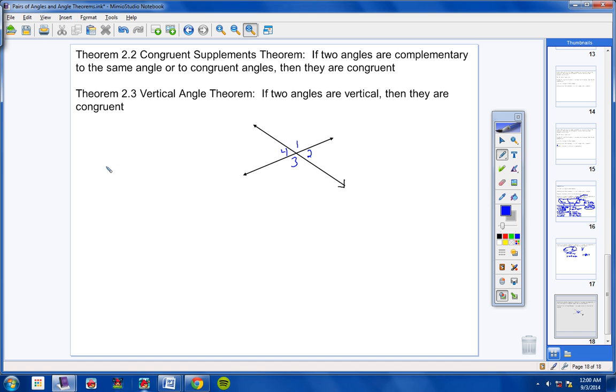Here's what we're saying. If angles 1 and 3 are vertical angles, and angles 4 and 2 are vertical angles, then we know what? We know angle 1 is congruent to angle 3, and we know angle 4 is congruent to angle 2. So, one more time, if two angles are vertical, then they are congruent. Got it? Okay, let's prove this, and let's do a really good job, okay?